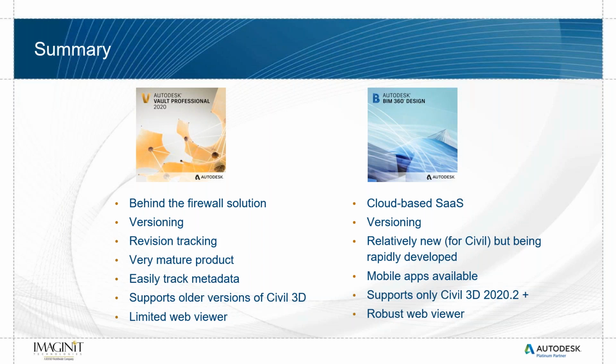Vault's very mature on the civil side. Like I say, it's been around for 15-ish, 14-ish years, where BIM 360 Design is kind of the new kid on the block. And I say it's relatively new in that BIM 360 has been around for several years on the architectural side, and in a couple of months it'll have been available for civils for about a year. It was launched in October of last year, so it's been out for almost a year.